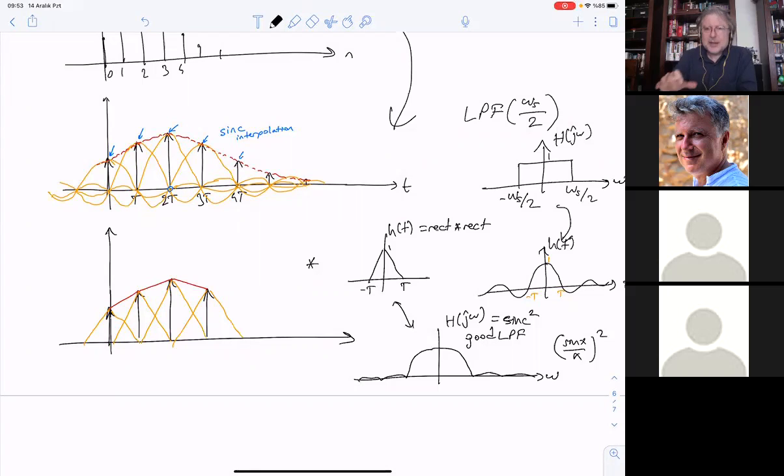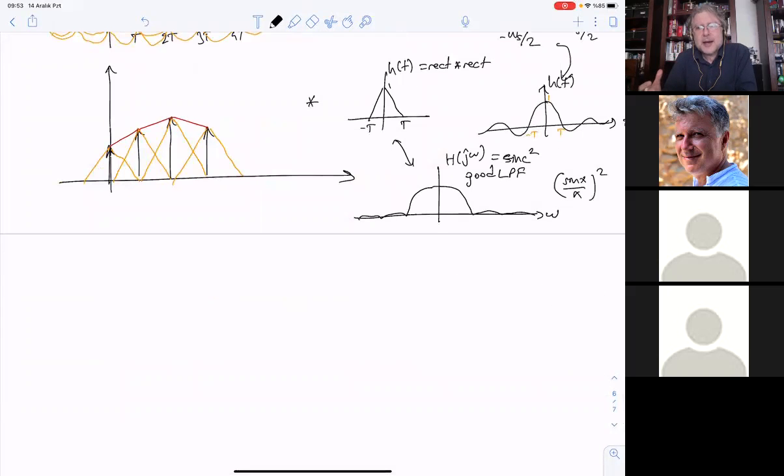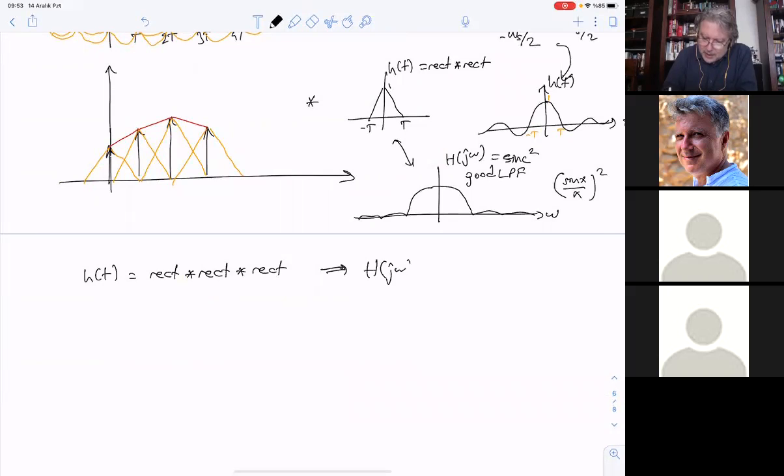So by convolving a rectangle with itself, I obtain a triangle, and its Fourier transform is sinc square. Why don't I convolve it 3 times? Let's think of an h of t which is a rectangle convolved with a rectangle convolved with a rectangle. Let me convolve 3 times. Then H of j omega will be sinc cube, which will converge even faster. It's an even better low-pass filter.